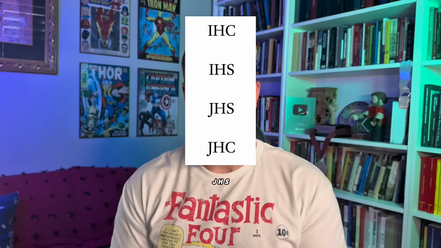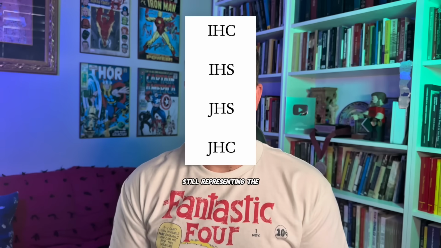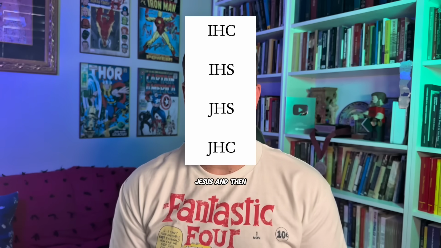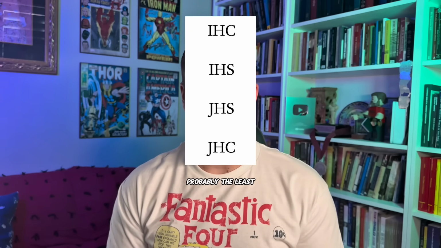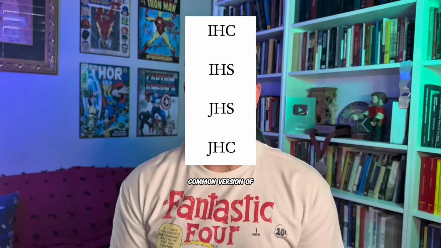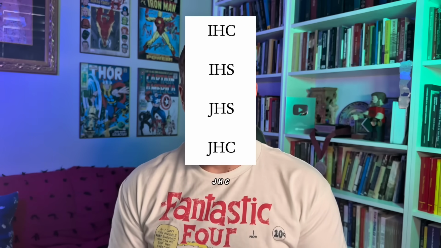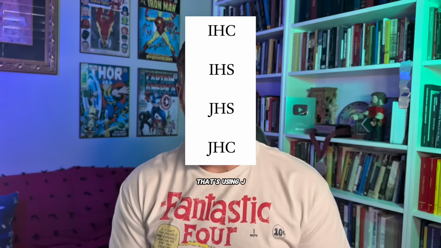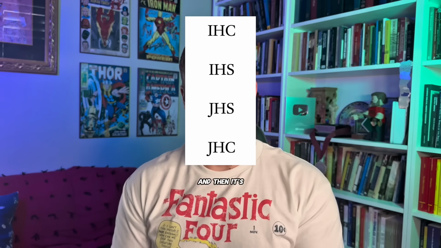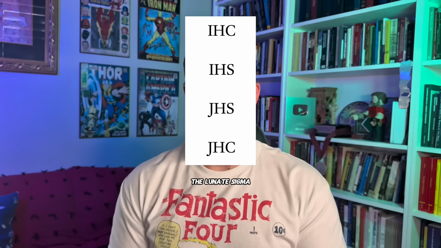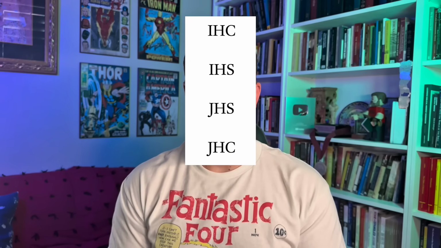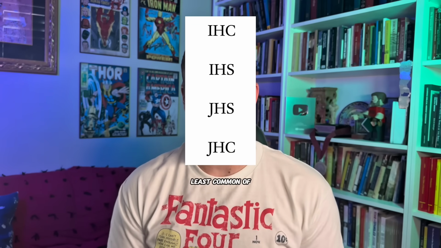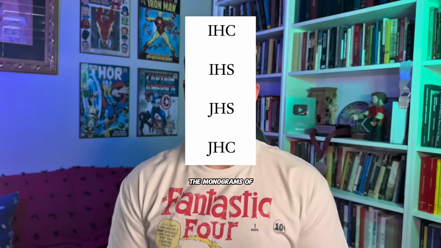So you have JHS, still representing the first 3 letters of the name Jesus, and then on the bottom, probably the least common version of the monogram, JHC. That's using J, the English character, and then it's also preserving the lunate sigma from the Greek. So again, this is the least common of the monograms of the name Jesus.